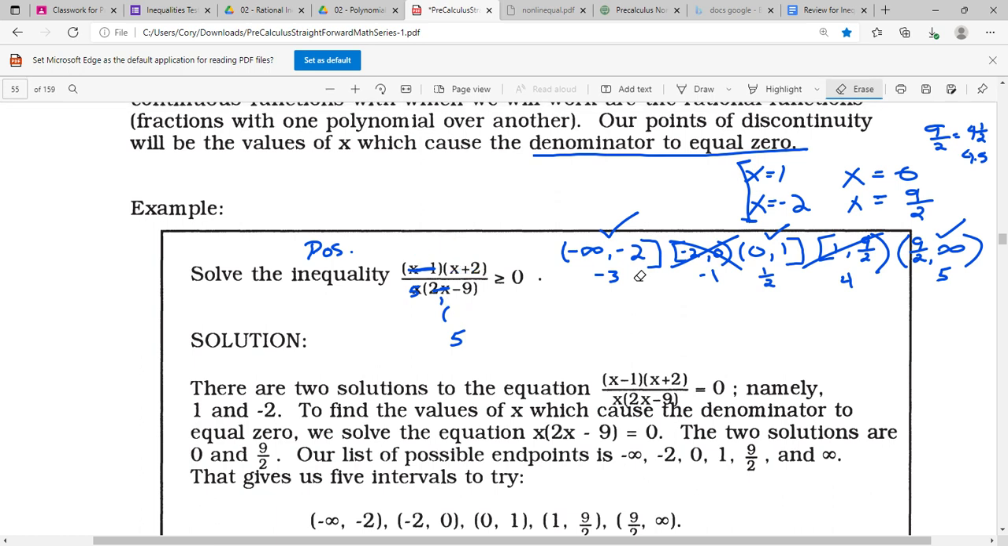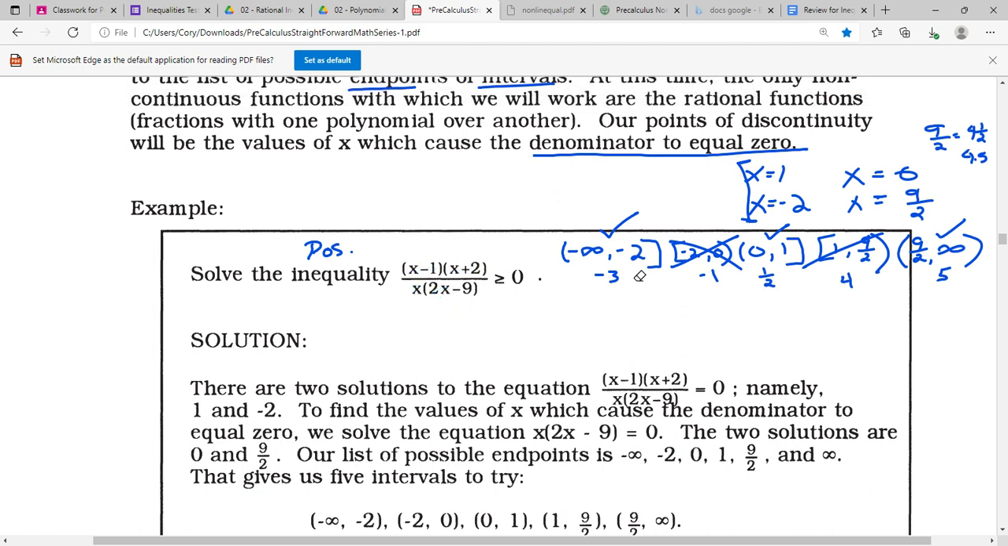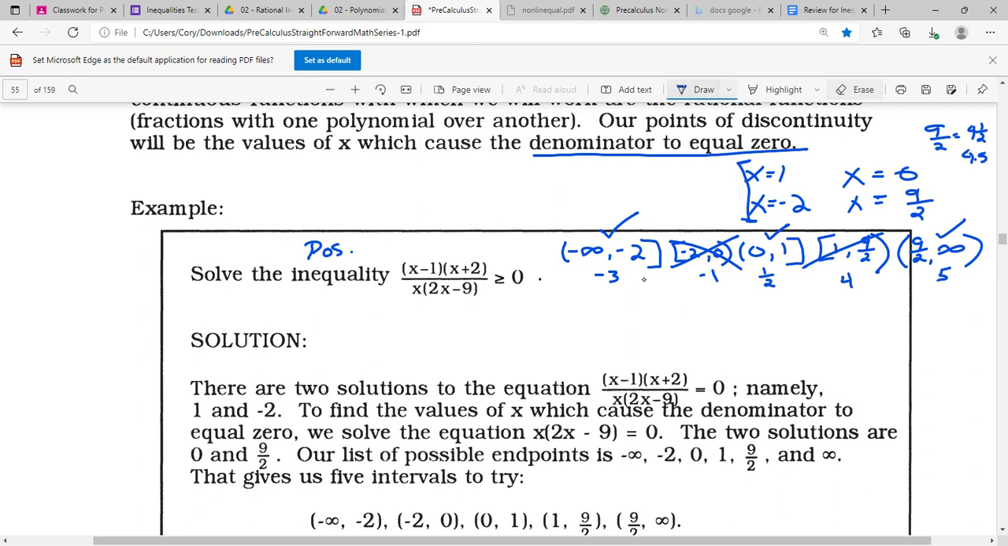And then when you write your answer, you're going to do it just like in the last part. So this one would be negative infinity to negative 2, and this has a square bracket because it's greater than or equal to. And then we would have 0 to 1, square bracket on that one. And then the last one, it would be 9 over 2 to infinity. Right? So don't include these ones that didn't work. We'll include these 3 that did work.